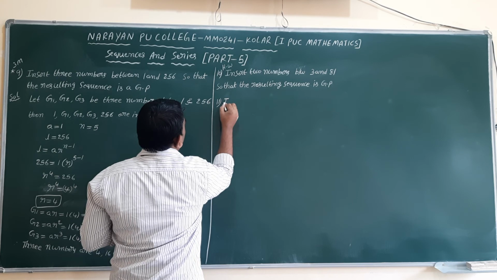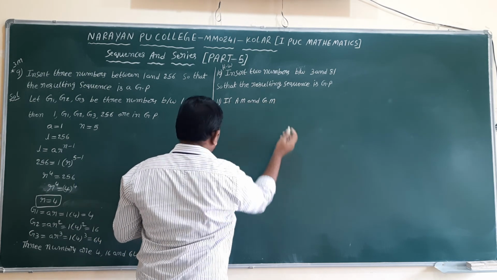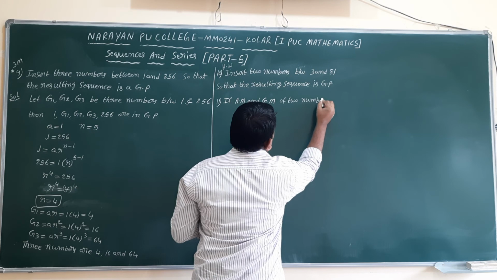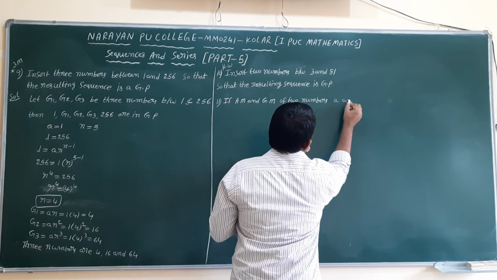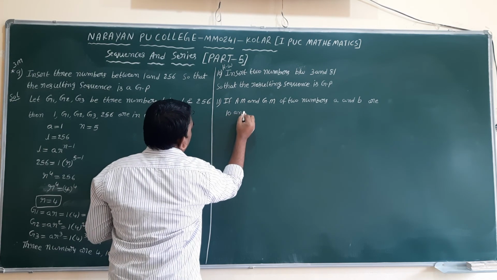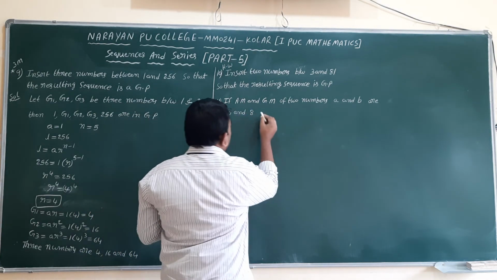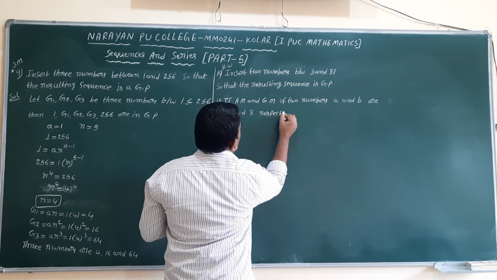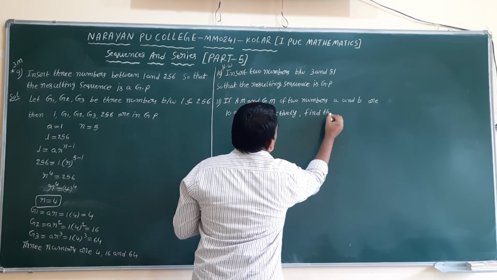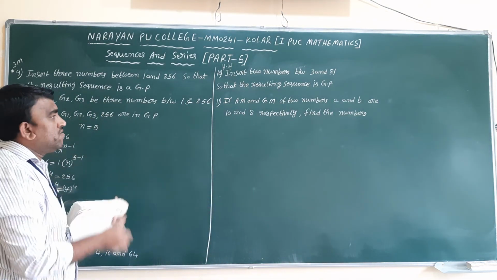If the AM and GM, the geometric mean, of two numbers a and b, small a and small b, are 10 and 8 respectively, find the numbers. So 10 is the arithmetic mean of the two numbers and 8 is the geometric mean of the two numbers. Find those two numbers. Okay.